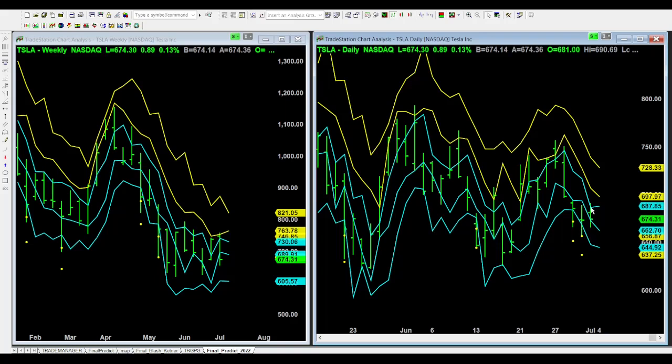So that means this is a daily chart. Each vertical bar is real-time data, and the yellow trend lines and the blue trend lines are the prediction model, the predicted trend lines. This is a weekly chart, and the closing price this week is not finished yet.